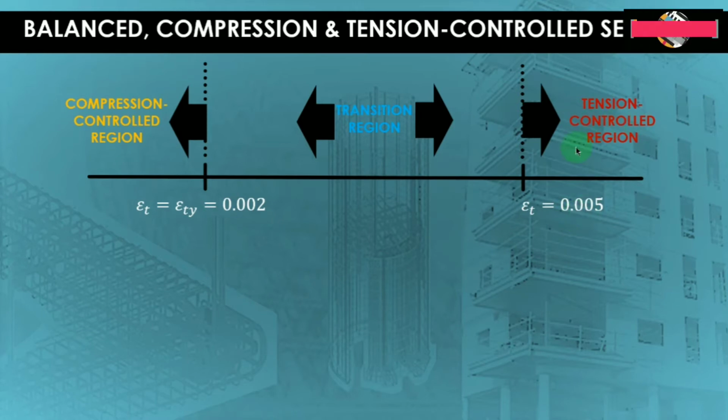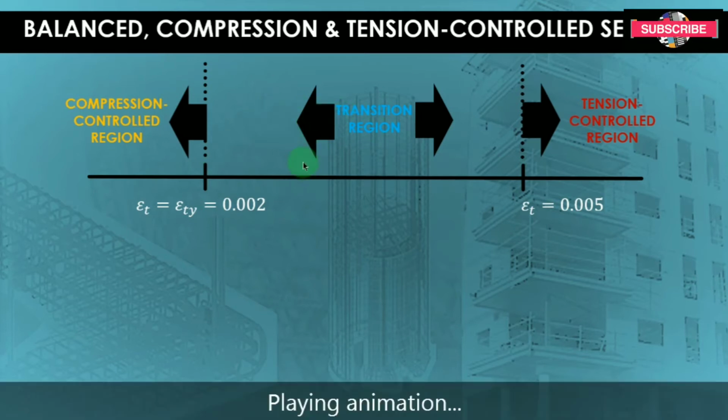Kaya nagiging tension control region. So in between dito sa compression control region at saka tension control region, ito ang tinatawag natin na transition region, no? Ito yung transition. So posibleng ang values mo dito is greater than 0.002 but less than 0.005. So ito yung transition region. Okay? And take note of this.